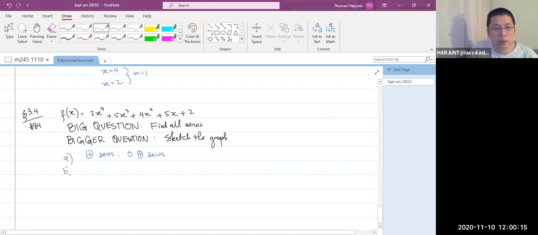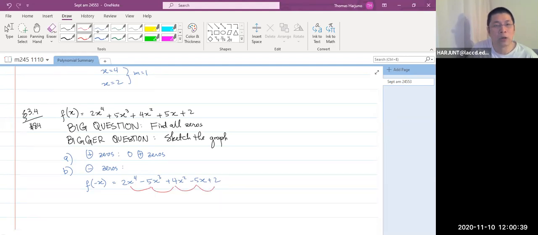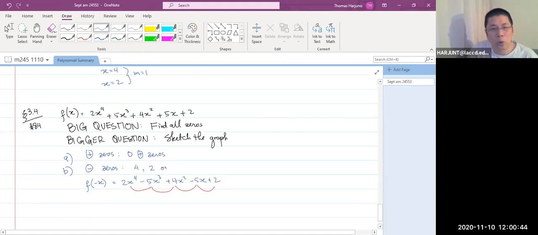How about negative zeros? So let's take a look. f(-x) is 2x to the 4th minus 5x cubed plus 4x squared minus 5x plus 2. 1, 2, 3, 4. So there will be 4, 2, or no negative zeros.